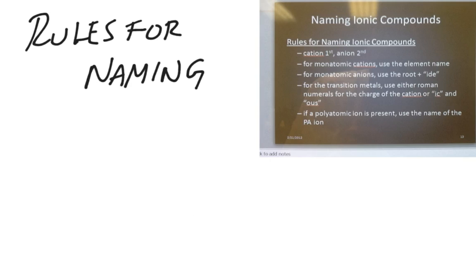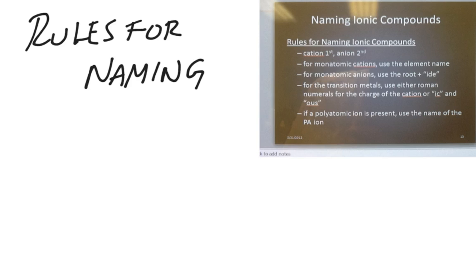The rules for naming ionic compounds are over here at the right. First thing we're always going to do is name the cation, and then we're going to follow that with the name of the anion. For monatomic cations, we're simply going to use the element name. For monatomic anions, we're going to drop the end of the name and replace it with -ide.